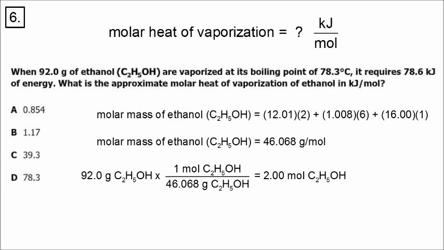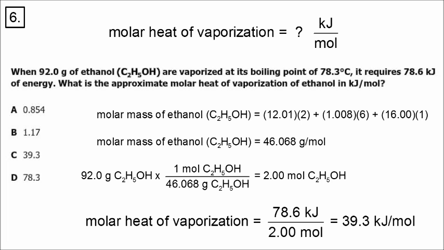Since our answer needs to be in units of kilojoules per mole, we have to take the kilojoules and divide by the number of moles. So 78.6 kilojoules divided by 2 moles gives us the correct answer, which is C, 39.3 kilojoules per mole.